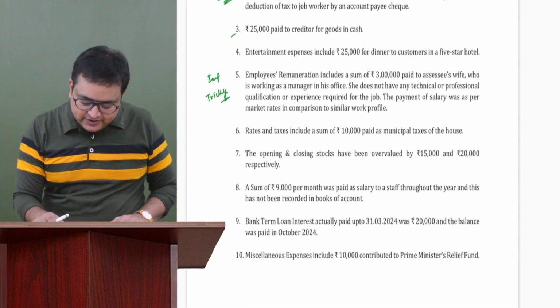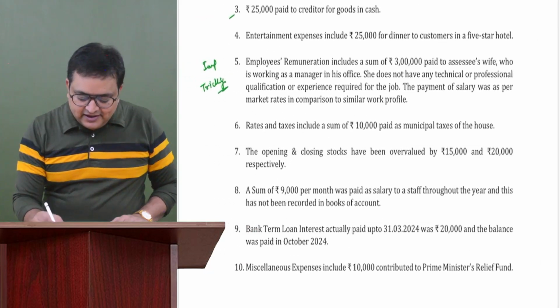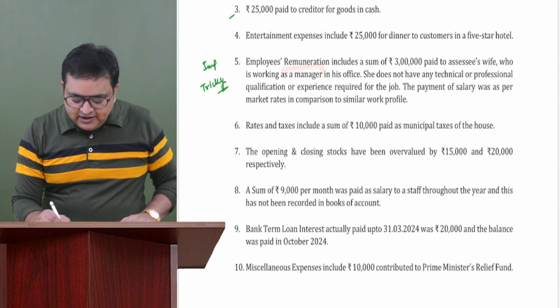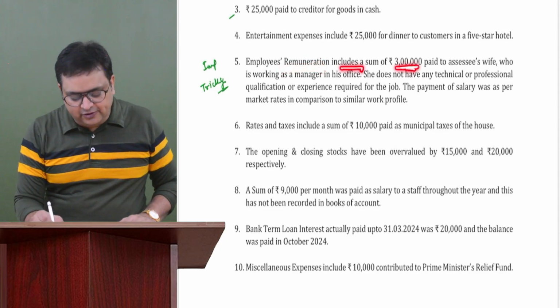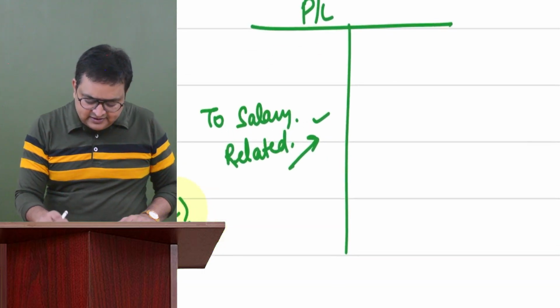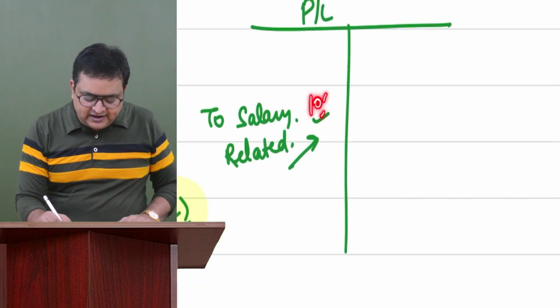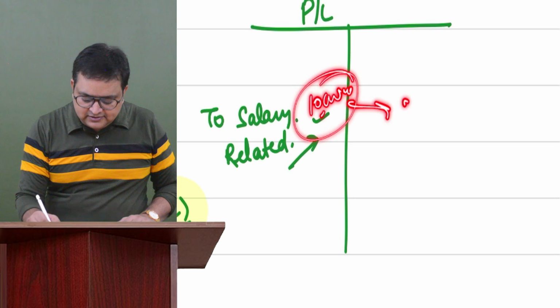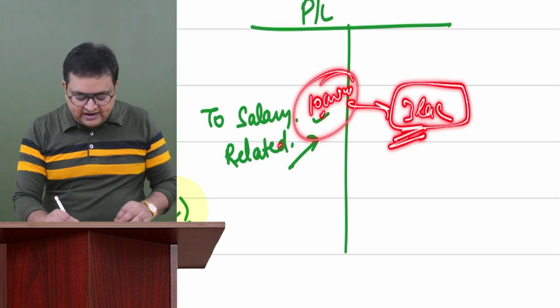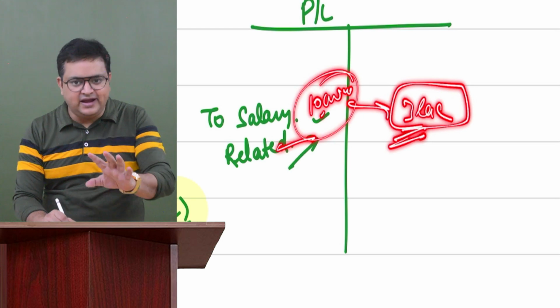Now let's read it out. Fifth point says employee remuneration. Okay, this is salary to our employees. Includes a sum of 3 lakh rupees. So there is an employee remuneration, and let's say there is a salary of rupees 10 lakh and it includes a salary of 3 lakh. So right now they are talking about this 3 lakh rupees. So salary paid to the employee includes 3 lakh rupees.